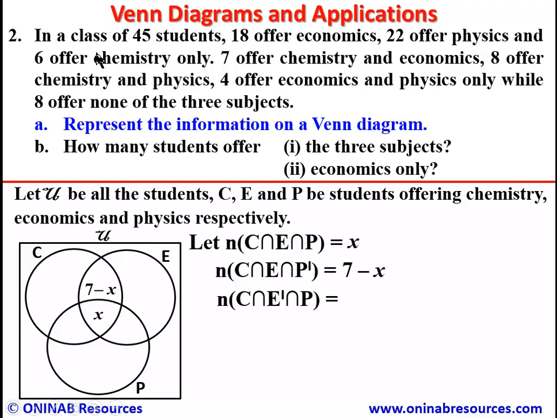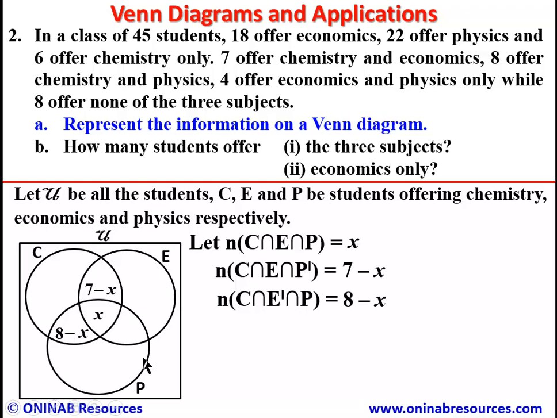Offering chemistry and physics, there are 8 students who offer chemistry and physics. And since there is "only", we are going to remove those offering the 3 subjects from 8, so that we now have it as 8 minus x, and this is the region.